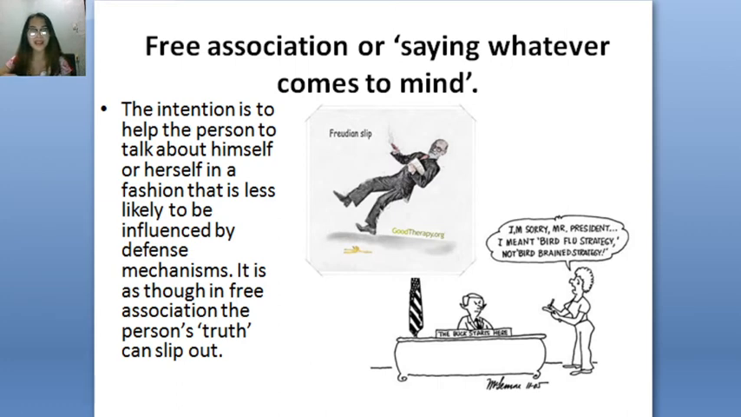Kasi minsan, diba, pag nagkukwento, and then, out of nowhere, may bigla tayong nabanggit. Yun yung tinatawag na Freudian slip. So, ito yung sumisikat na picture pag si Freud, yung Freudian slip na minsan nababanggit tayo, diba? For example, here: I'm sorry, Mr. President, I mean bird flu strategy, not bird brain strategy. Diba? Tapos nagalit na yung president kasi kahit even sa jokes, diba, na sinasabi natin, those jokes are half meant.